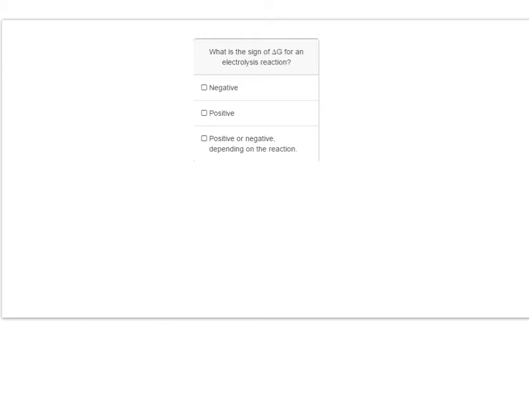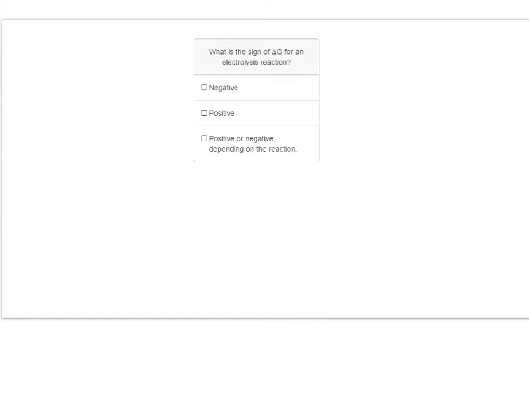Because I didn't have time in class to go over the quiz on Edpuzzle, over the electrolysis lecture in Chapter 18, I thought I'd spend a few minutes here explaining the answers to the quiz questions. So this first question, what is the sign of delta G for an electrolysis reaction?